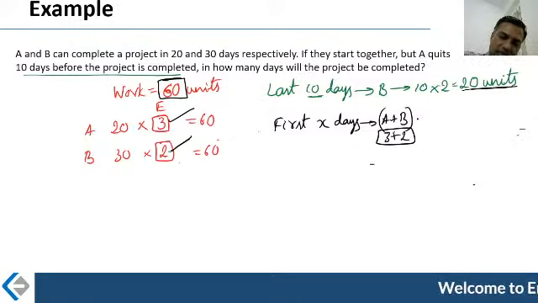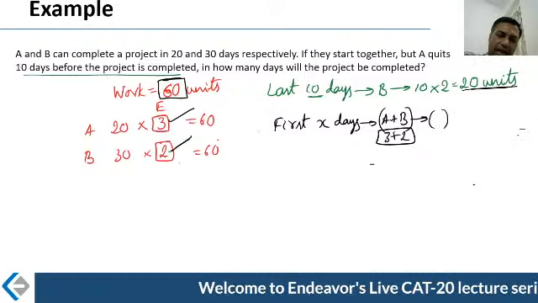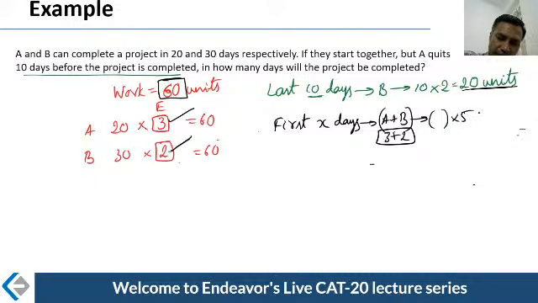Good. So how many days? X days. I don't know how many days, so I'm keeping it blank. Into what they can deliver, 5. How much should they deliver in those X days? All the remaining 40 units, because out of 60 units, 20 units were delivered in the last 10 days.